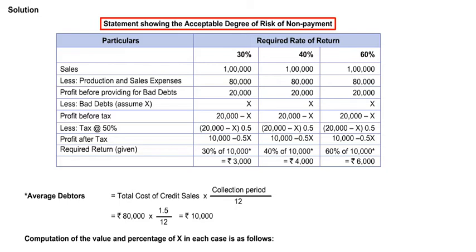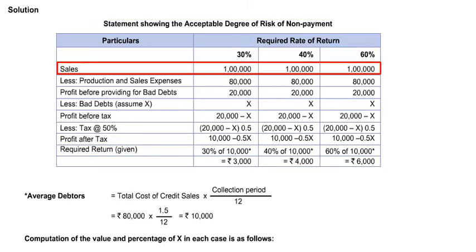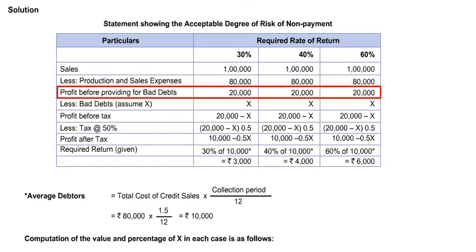The next question is on the acceptable degree of risk of non-payment. So the three scenarios given is when the required rate of return is 30%, 40% and 60%. Sales we know will remain the same, that is 1 lakh. The production and sales expenses as we calculated earlier is also 80,000, which will remain the same. So the profit will be 20,000. Less bad debts. This is the figure that we have to derive because they are wanting us to understand what is the degree of risk of non-payment that the company would be ready to take in all these three scenarios.